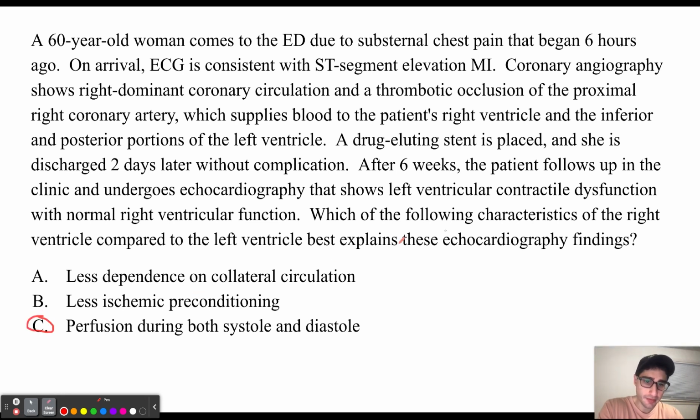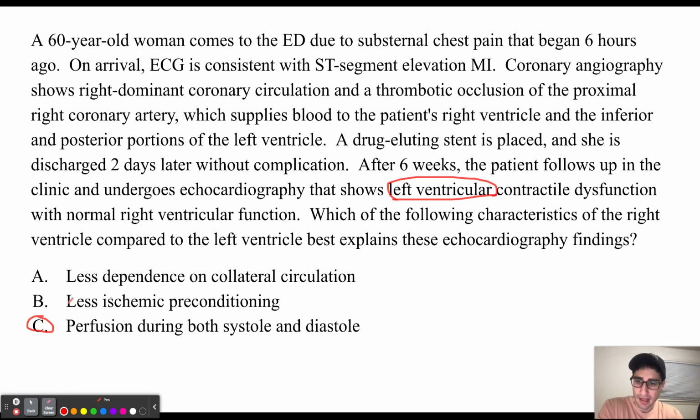As we said earlier, because of the high pressure states in the left ventricle during systole, blood is not going to like to flow to the left ventricle during systole. As a result, it's only going to be perfused during diastole, and so it is going to be a lot more susceptible to ischemia because it is only being perfused at a certain time, whereas with the right ventricle, it is perfused all throughout the cardiac cycle.